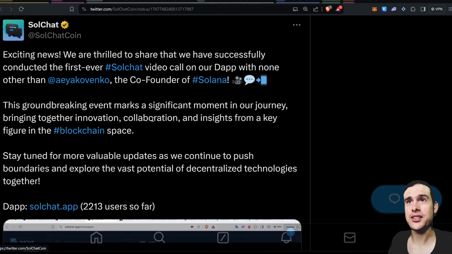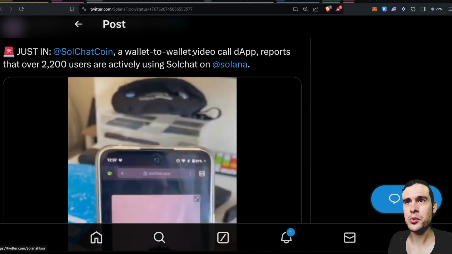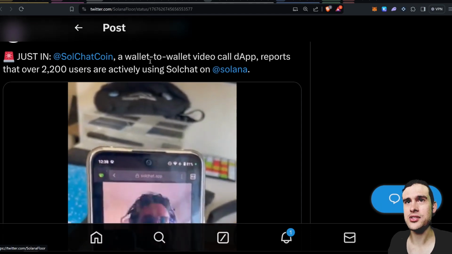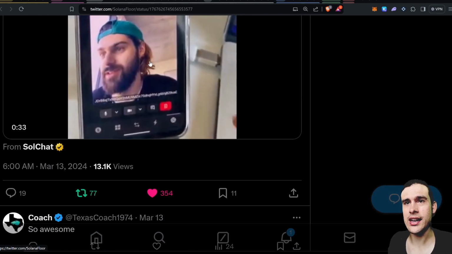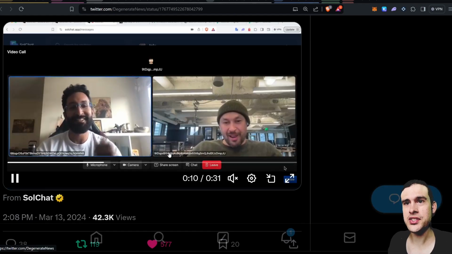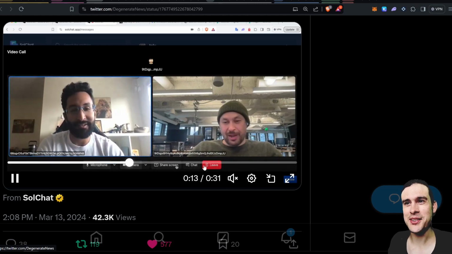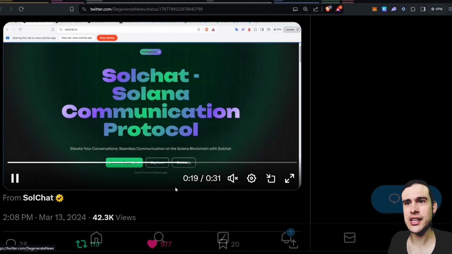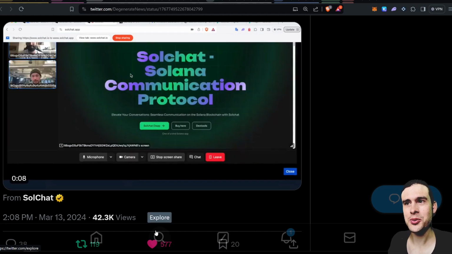And it makes sense, right? Anatoly Yakovenko used to be a head engineer at Qualcomm who make chips for mobile phones. So this kind of felt like a natural evolution of things. You've got all the DePIN coming to Solana and everything like that. So Wallet to Wallet video call DApp reports over 2,200 users are actively using SolChat on Solana. That was actually a few days ago now, so it's probably more than that now. And you can literally see their wallet addresses here as well. Bit of a dox, but at the very least you can see the call's working, right? That's live. That's the call working. So how cool is that?